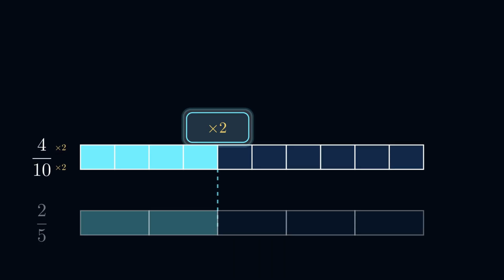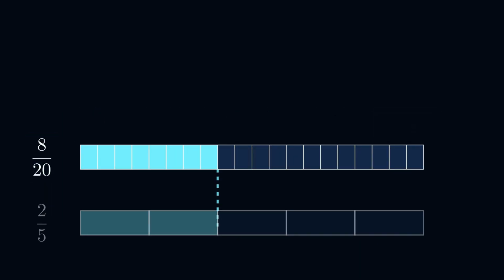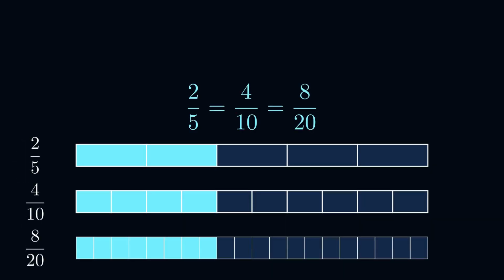Now we continue from 4/10. Apply the same scale factor again. Times 2. 4 becomes 8. 10 becomes 20. The bar now has 20 smaller parts. 8 of them are shaded. So 4/10 becomes 8/20. And again, the shaded endpoint stays in the same place. So 2/5, 4/10, and 8/20 are all different names for the same value. They look different. They use different denominators, but they represent the same amount.